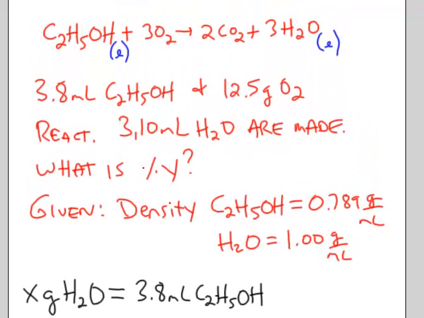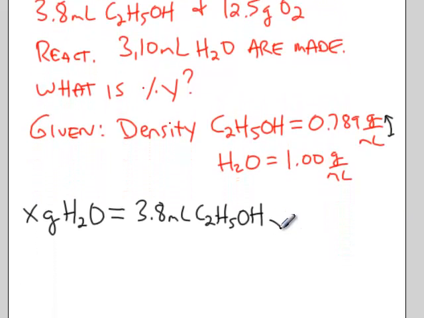Remember, stoichiometry works when you get everything in terms of moles. In this case, we need to turn our milliliters first into grams using the density as a conversion, and then we turn our grams into moles using the molar mass. So milliliters into grams, the density 0.789 grams is 1 milliliter.